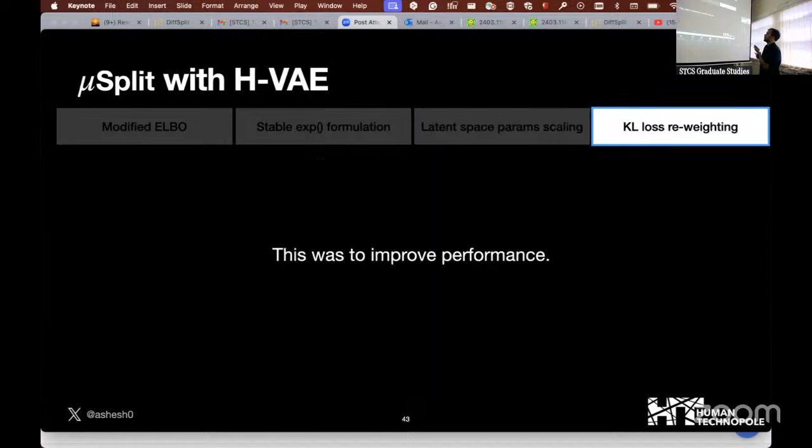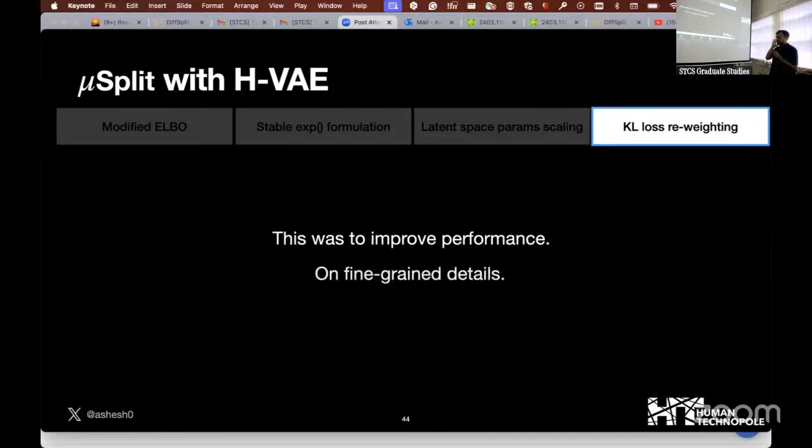The last part was on KL loss reweighting. This was to improve performance, while the others were just to make things stable. One of the most popular features of a VAE is that it gives you denoised images. The way it does this is that it does not allow the information to pass from encoder to decoder. It does not allow the high frequency details to pass from the encoder to the decoder, and this is achieved by the KL divergence loss.